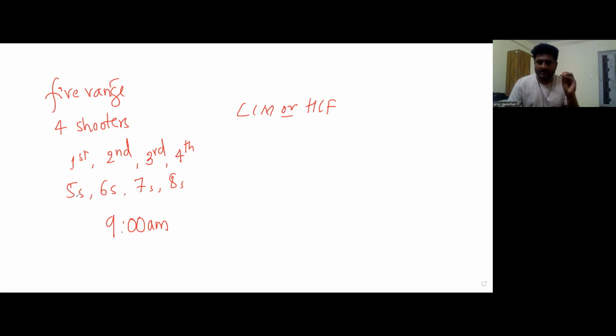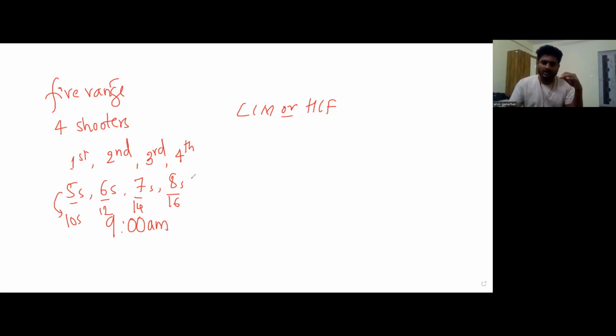First person is hitting the target at 5 seconds. Second person is hitting at 6 seconds. Third person is hitting at 7 seconds. Fourth is hitting at 8 seconds. So when will the first person hit the second time? 10 seconds. Second one will hit at 12. Third one will hit at 14. And fourth one will hit at 16. They are asking when will they hit together again.